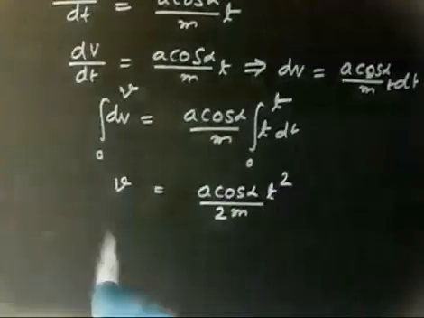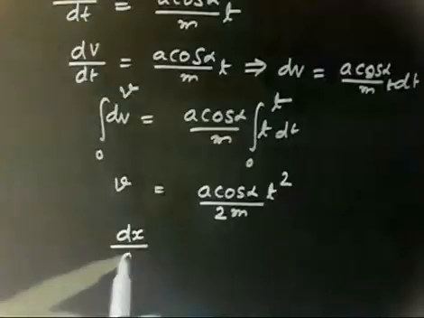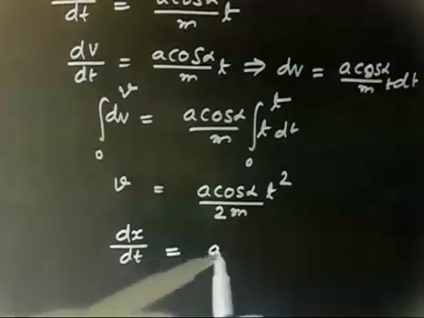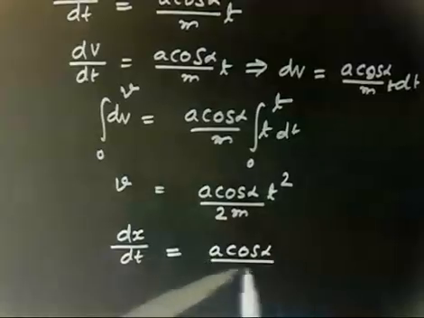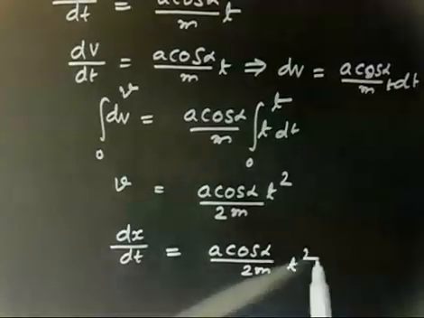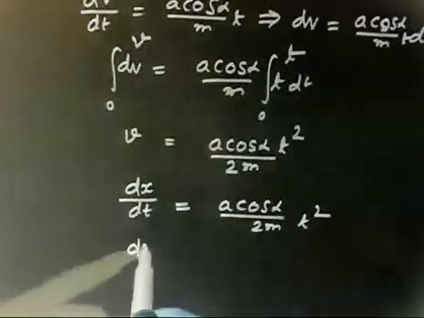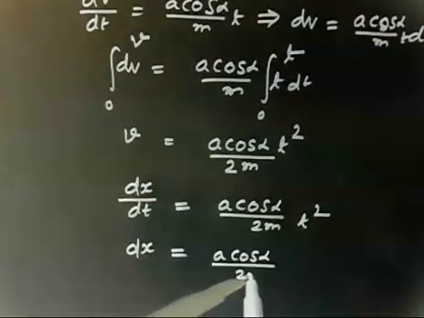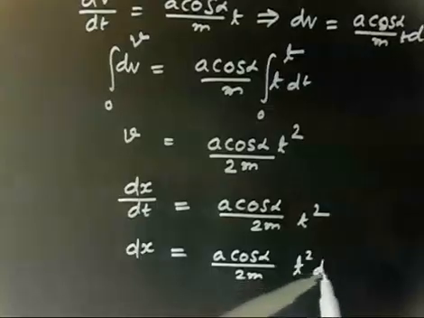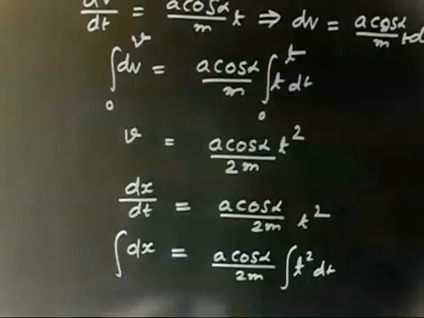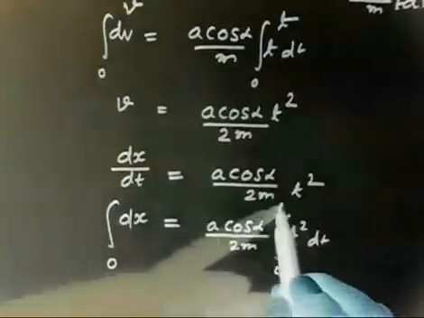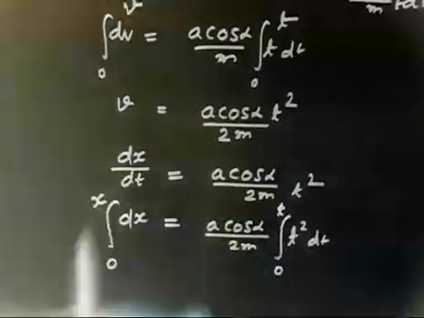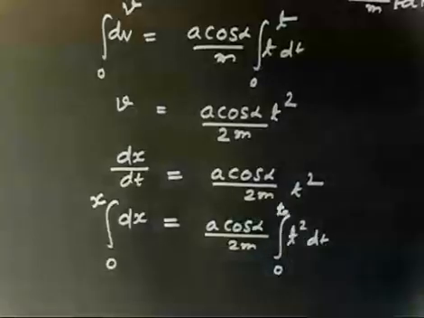Now again I can write v is dx by dt. So I have to integrate, a cos alpha by 2m into t square. If I do once again integration, dx is equals to a cos alpha by 2m t square dt. So at t equals to 0, x is equals to 0, and at t equals to t, x equals to x, that is we have to find. So the x at t is equals to t naught.